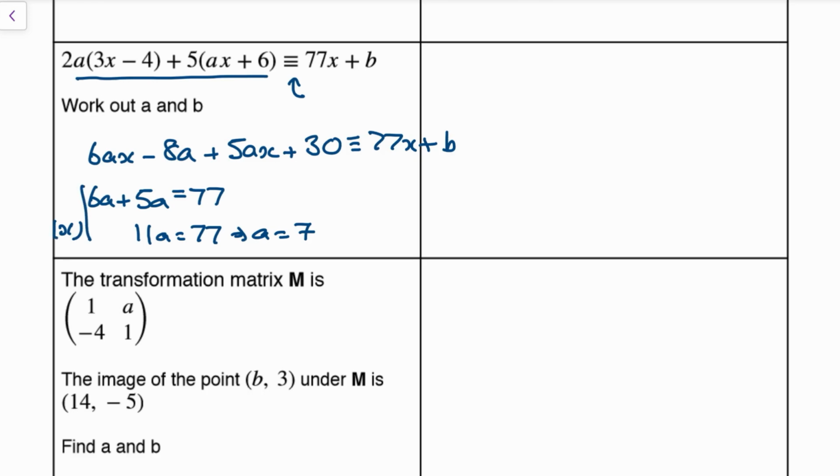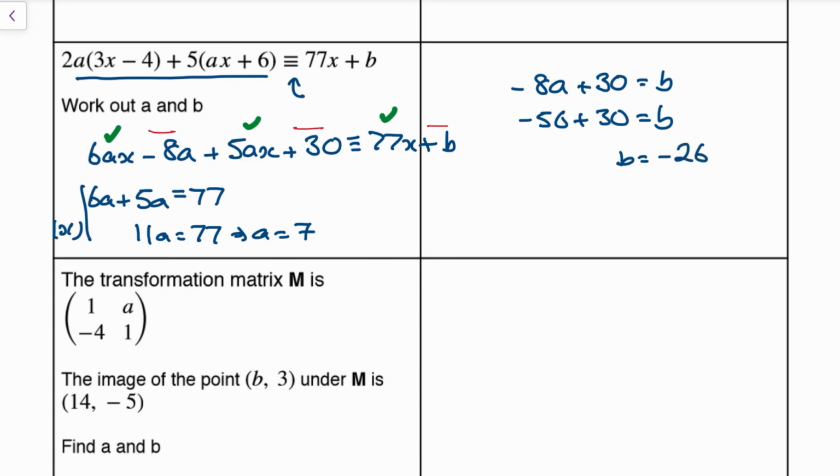Then I'm going to look at my constants. So again, just to be clear what I've done, I've done my x's, those are done. I'm now going to look at my constants, which are over here. So this tells me that minus 8a, which I now know is 7, plus 30 is equal to b. So therefore minus 56 plus 30 is equal to b, which means that b is equal to minus 26. In other words, bring it all together, write the answer at the end. Again, it just makes it easier for the examiner. So a is 7 and b is minus 26.